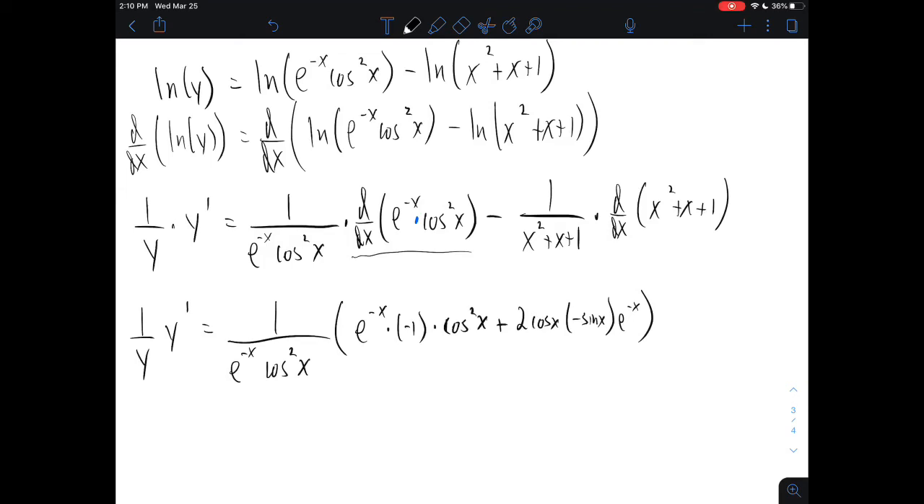And then minus, I would have the fraction 1 over x squared plus x plus 1 times the derivative of x squared plus x plus 1. That derivative is just 2x plus 1, so I'm going to, because of space, write 2x plus 1. That's the derivative. And then over the denominator x squared plus x plus 1.